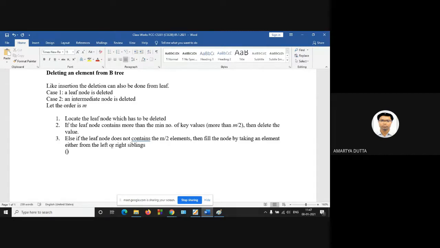So first point is that if the left sibling has more than the minimum number of key values, then push the largest key onto the parent node and pull down the intervening element from the parent node to the leaf node where the key is deleted. Otherwise, if the right sibling has more than the minimum number of key values, then push the smallest key into the parent node and pull down the intervening element from the parent node to the leaf node where the key is deleted. So these are the two rules.